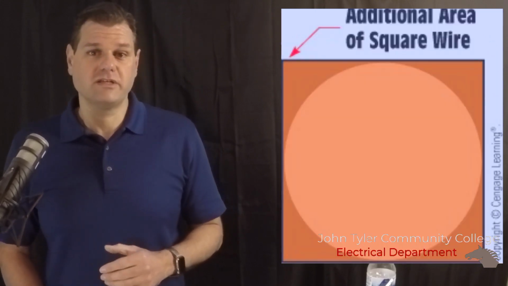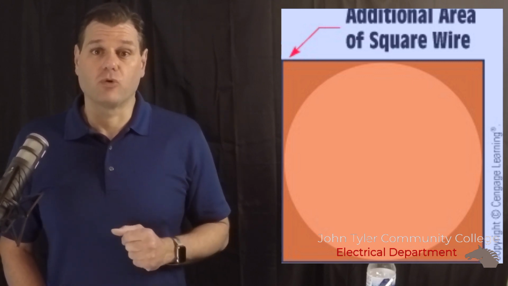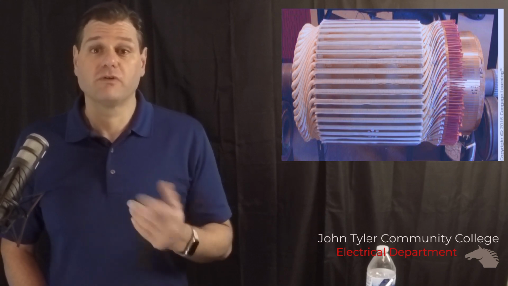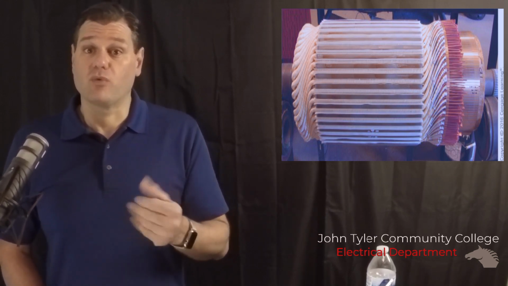You can see the area density. A square versus a round wire allows you to have a little more surface area for a magnetic field. And this is a picture of an armature that has a square wire on it.